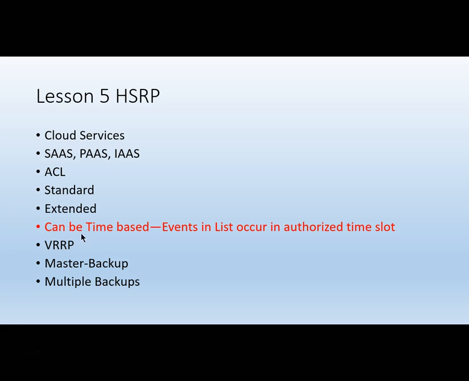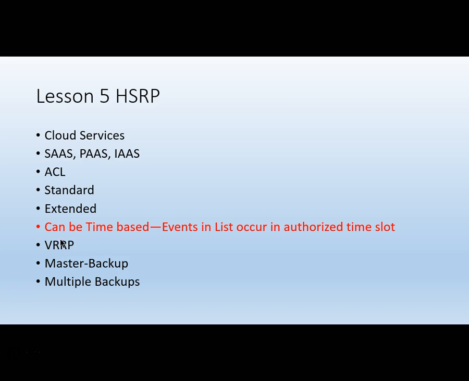Access control lists could be time-based. After we have the permits and denies, we can specify what time this portion of the access control list will be active, so that the events in the list occur in an authorized time slot. Maybe you want to allow somebody to telnet certain hours of the day. Then you would specify that on the time range, and then do a permit on port 23 during that particular time.